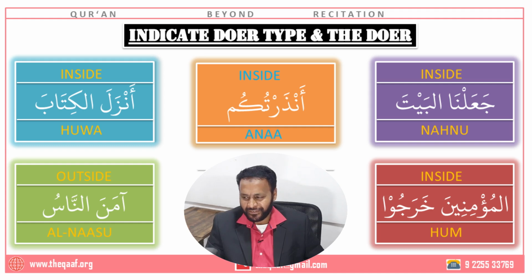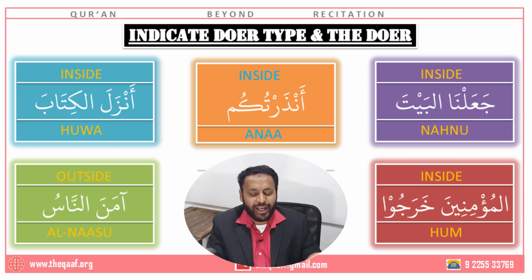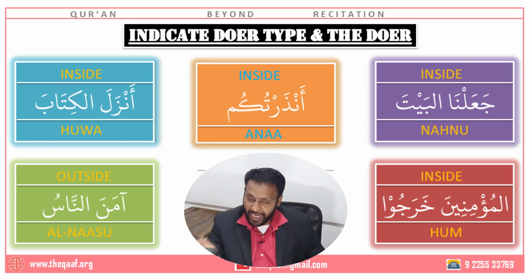Inside, outside? Inside. Do you need to study the whole thing? No. The verb is not in the huwa form here. That's it. The moment you see a verb which is not huwa, don't read anything further. It is an inside doer. Who is the doer? Nahnu. We want the Arabic word here. So it is nahnu. Nahnu is the doer.